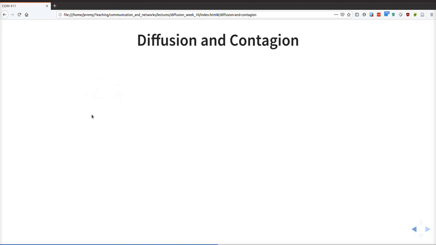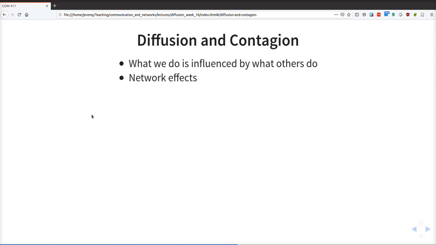Okay, the principles I wanted to talk about today are around diffusion and contagion. The idea of social diffusion or network diffusion is that what we do and what we believe is influenced by what others do and what we see around us. That's the big idea. And in many cases, this actually makes a lot of sense, just from an individual perspective.